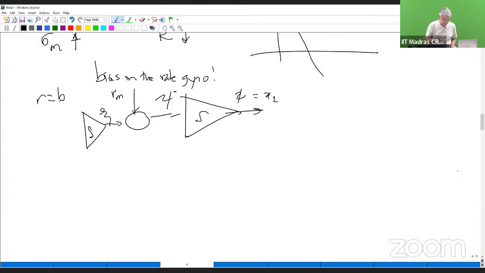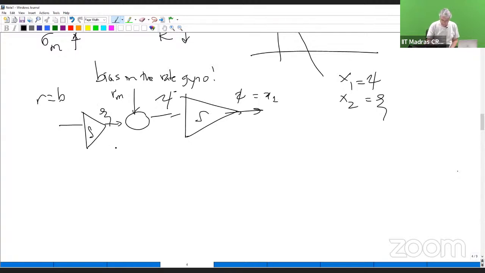Now the question is, all right, but now this is more complicated. So what do I do? How do I design the filter? Well, you do the following. So you have x1 equal to psi and x2 equal to this variable. This is a virtual variable. It's an artificial variable, right?